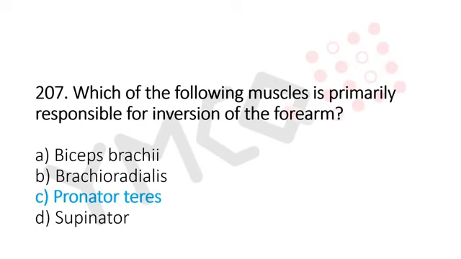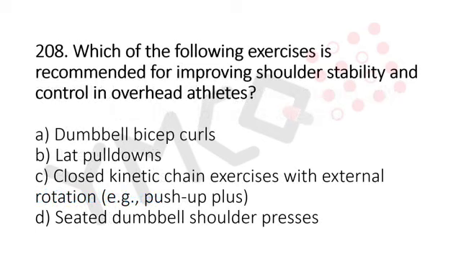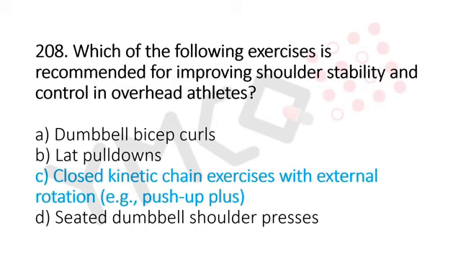Now let's move to question number 208. Which of the following exercise is recommended for improving shoulder stability and control in overhead athletes? Option A, dumbbell biceps curls. Option B, lat pull downs, that's latissimus pull down. Option C, closed kinetic chain exercise with external rotation, example like push up plus. Option D, seated dumbbell shoulder press. And the answer is option C, closed kinetic chain exercise with external rotation.